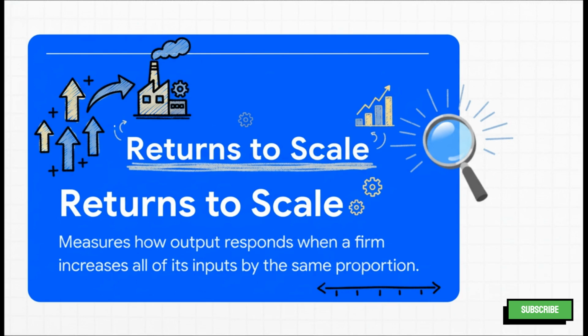It's all about measuring how output responds when a firm decides to scale up and increase all of its inputs at the same time by the same percentage. And believe me, this isn't just theory. This is a massive deal for long-run business strategy. It affects everything from how a company grows to the entire structure of an industry.